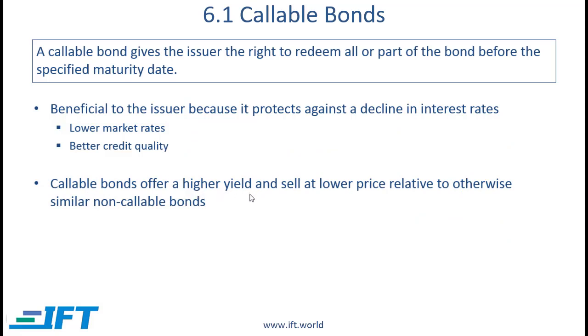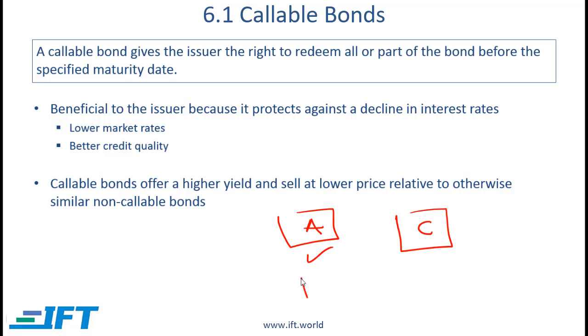Callable bonds offer a higher yield and sell at a lower price relative to otherwise similar non-callable bonds. Let's say you have two bonds, bond A and bond C. They are similar in all respects except that bond C is callable. Now you are an investor. Which bond do you prefer? As an investor, you actually prefer bond A because you know that with bond A, the issuer will not call it back when interest rates go down.